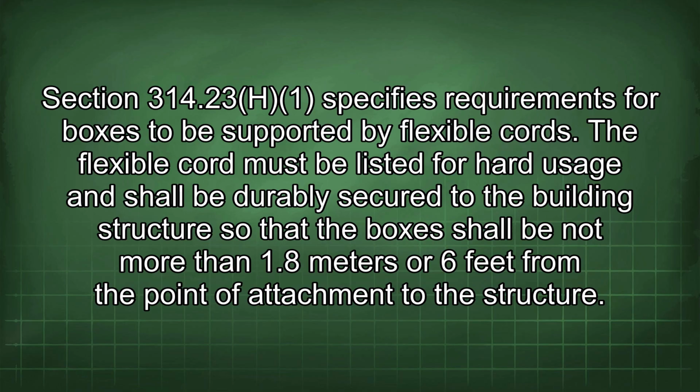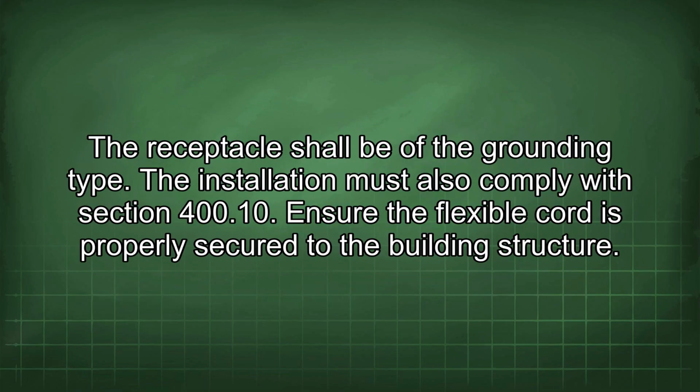Section 314.23(H) specifies requirements for boxes to be supported by flexible cords. The flexible cord must be listed for hard usage and shall be durably secured to the building structure so that the boxes shall be not more than 1.8 meters or 6 feet from the point of attachment to the structure. The receptacle shall be of the grounding type. The installation must also comply with Section 400.10.